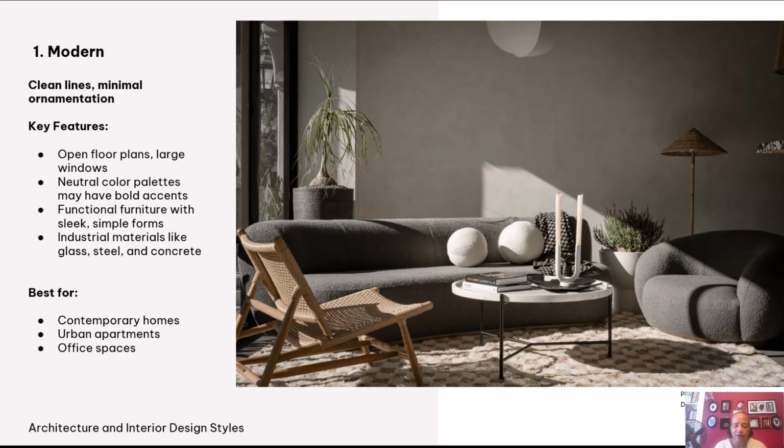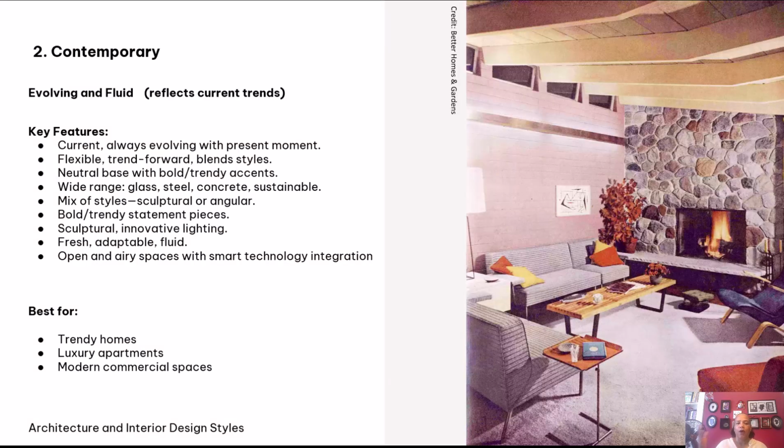So there could be a lot of industrial materials in a modern space, like glass, concrete, or steel. Again, they tend to be neutral colors, so it could be grays, beiges, whites. They may have bold accents as well. So that's modern. But now what's contemporary?